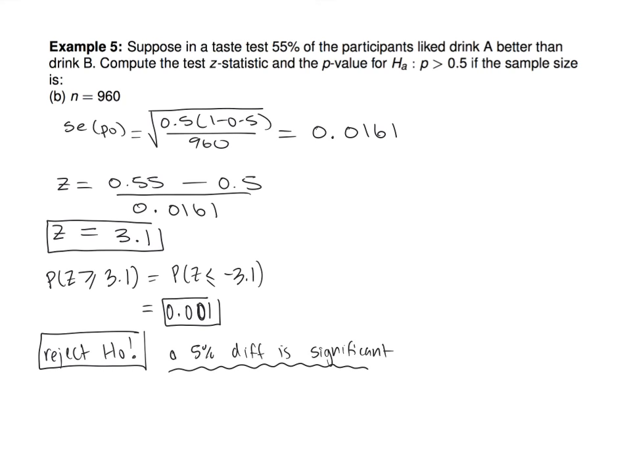Now that 5% difference might not actually be that important if you're running a grocery store and stocking drinks. Maybe half and half is good enough. But if you're in a very, very big city and you're stocking drinks at a very, very big grocery store, then maybe you do want to buy more of drink A than drink B. Perhaps.